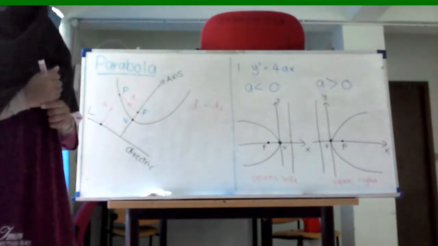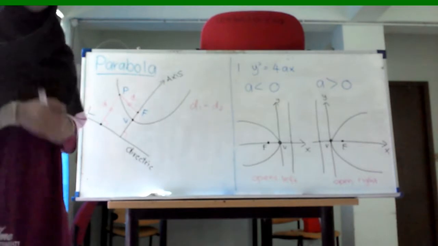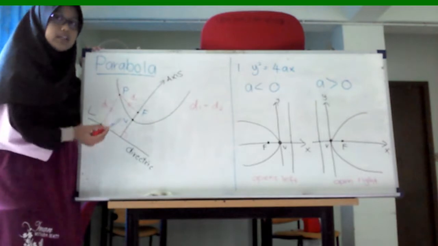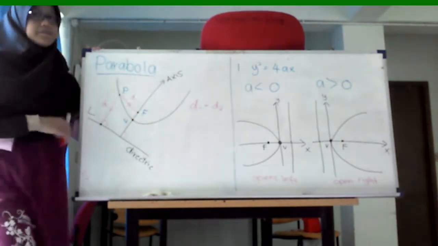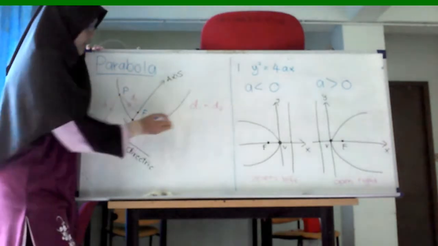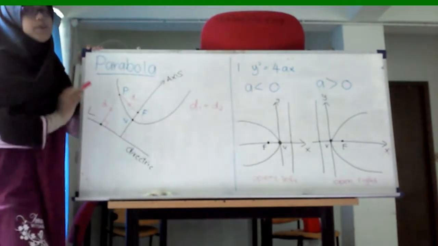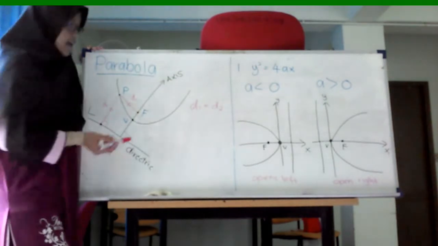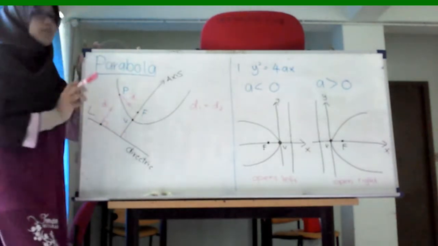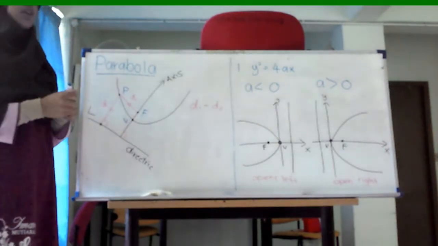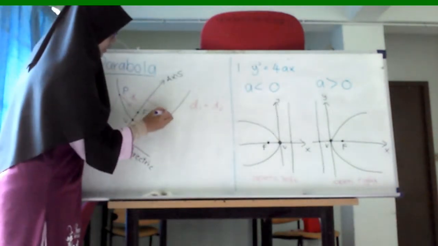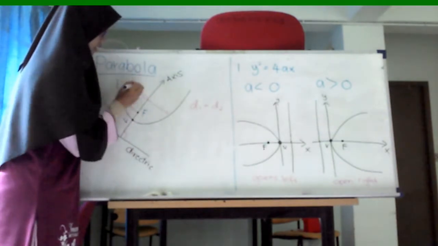Okay, I would like to explain and talk about parabola. First of all, this is the shape of parabola, and the parabola is the set of all points, either here, here, or here, that is equidistant on a plane from the fixed point F, which is the focus. This means that the distances here and here are equal.